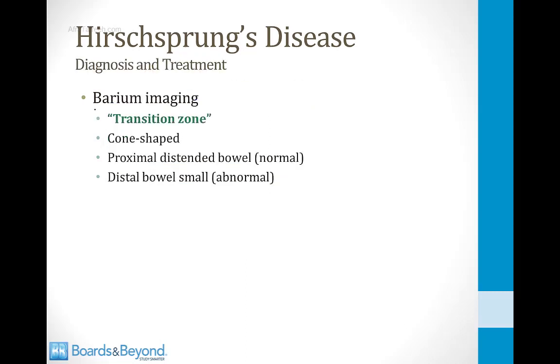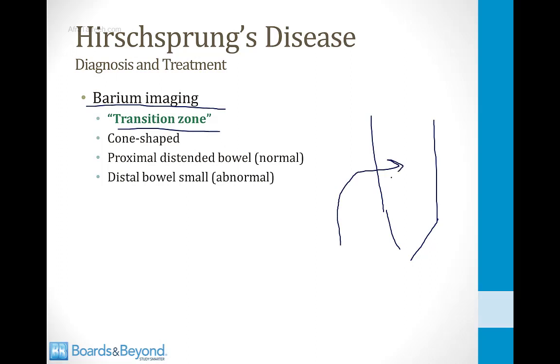There's a classic finding on barium X-ray imaging called presence of a transition zone that is seen in babies with Hirschsprung's disease. Barium is contrast material that lights up on X-ray, and you can insert barium into the colon and take an X-ray, and what you'll see is a large dilated portion of colon that then narrows down in a cone shape, and this is called the presence of a transition zone.